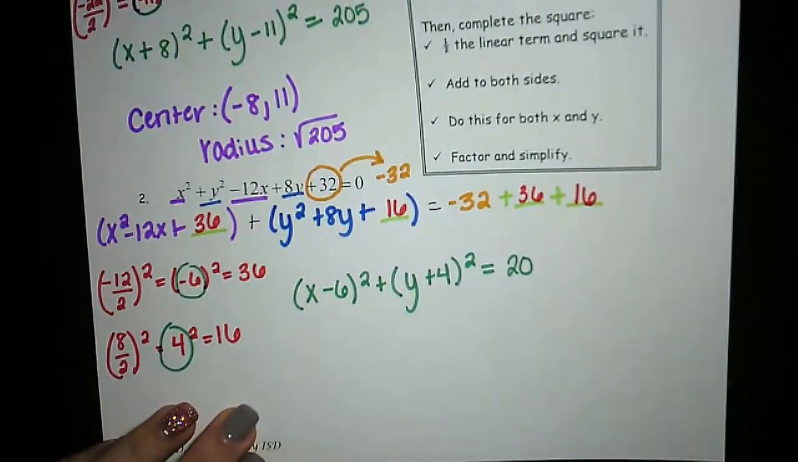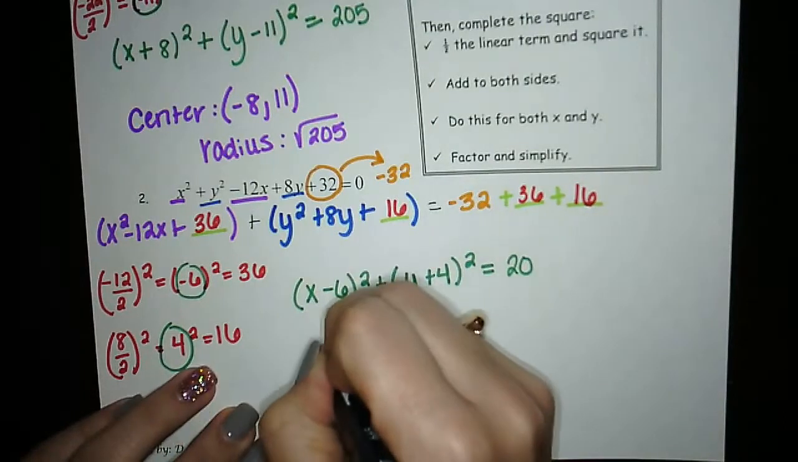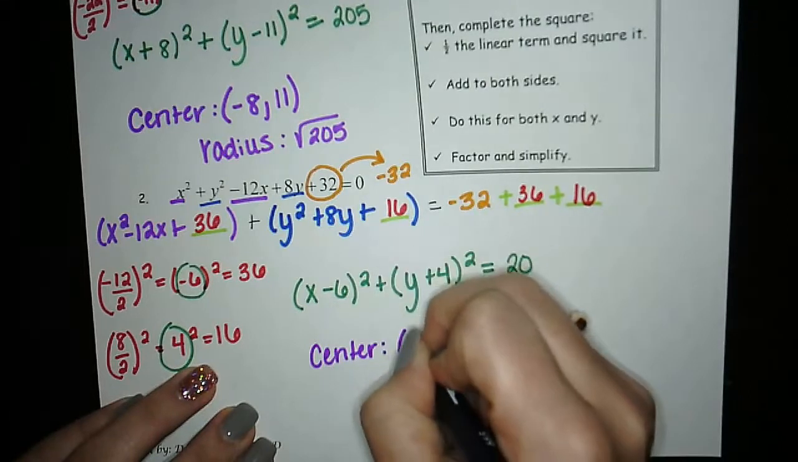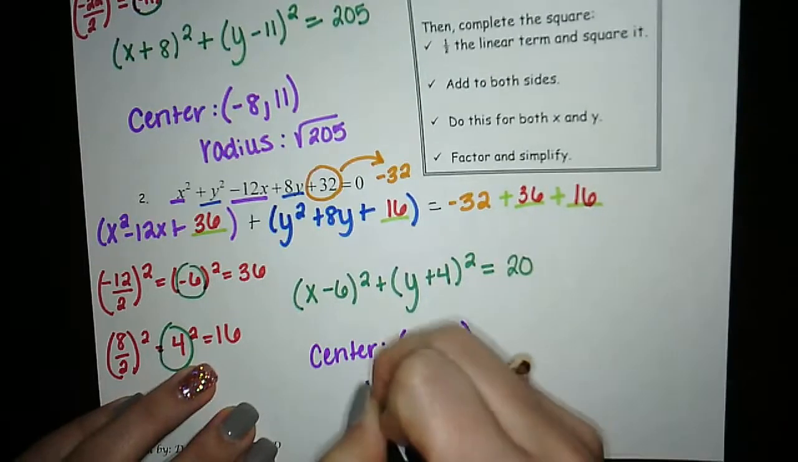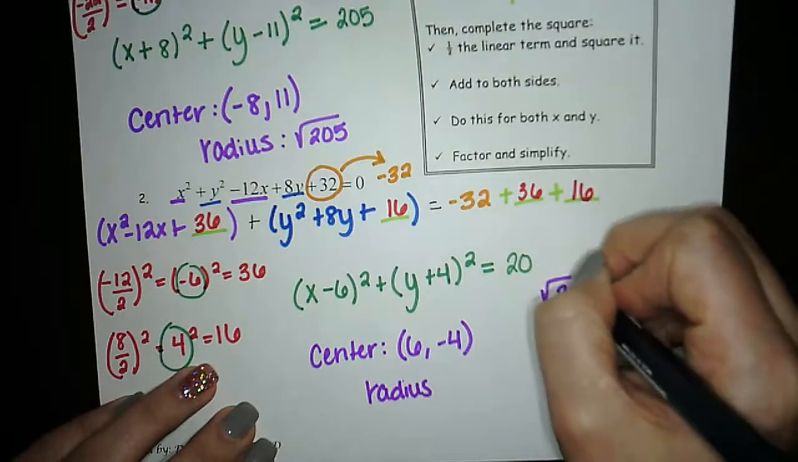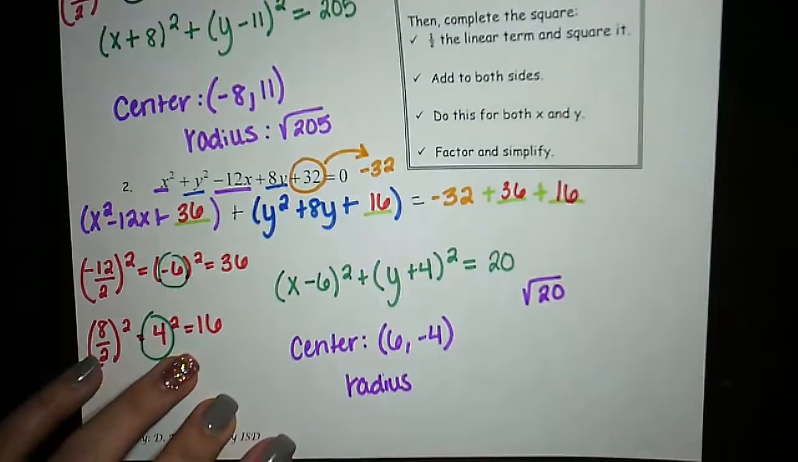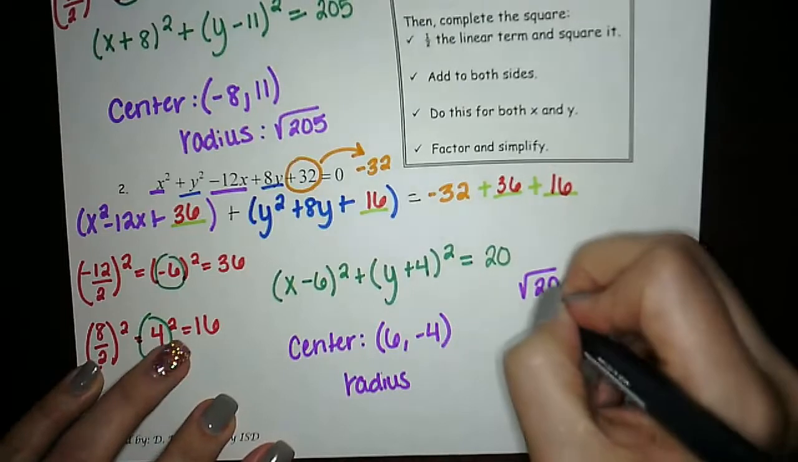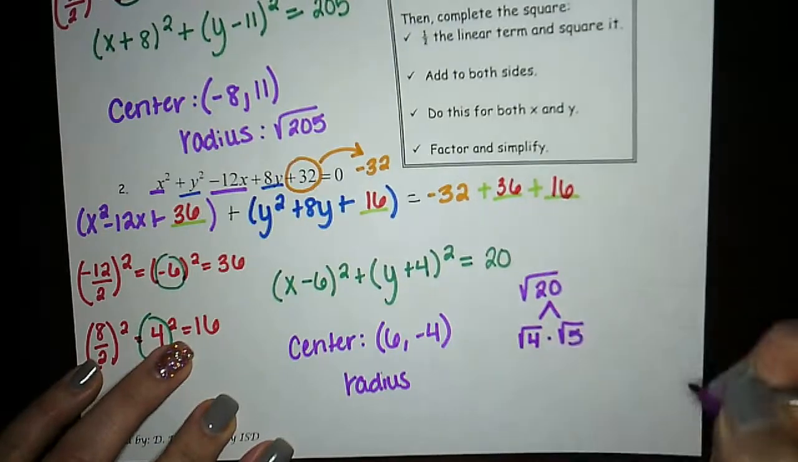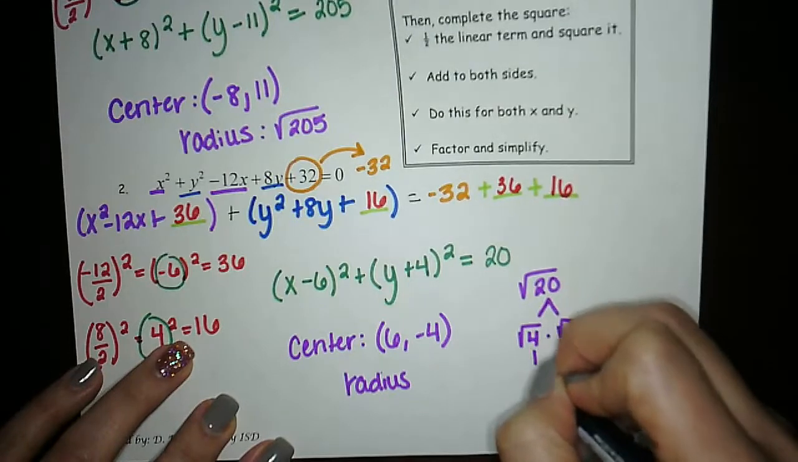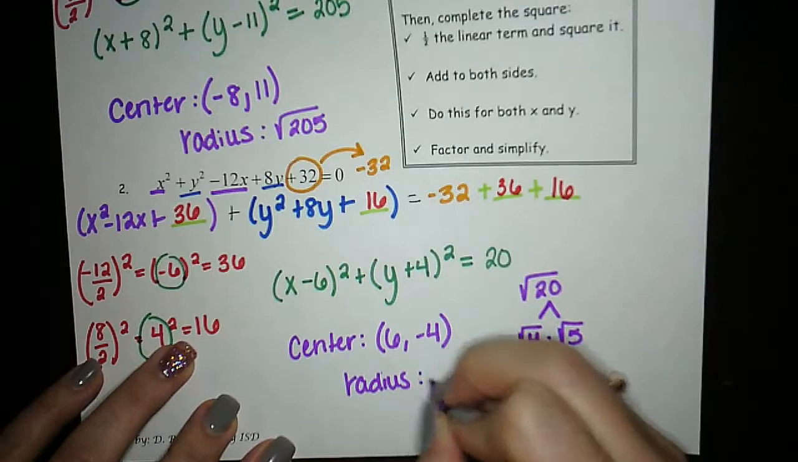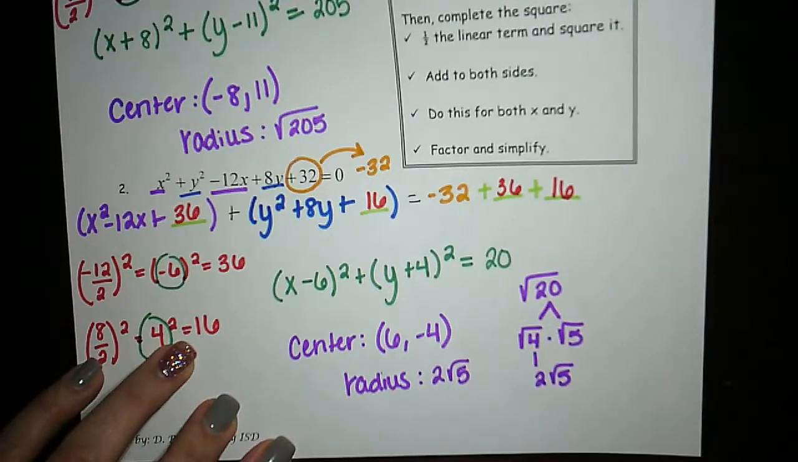And then we can find our information, our center. Remember, you've got to change the sign. It's a positive 6 and a negative 4. And our radius is the square root of 20, which can be reduced. What perfect square goes in 20? It's 4. And 4 times 5 gives us 20. Square root of 4 is 2. And root 5 can't be simplified. So you get 2 root 5 is your radius.